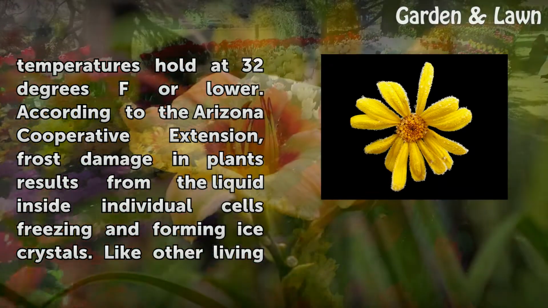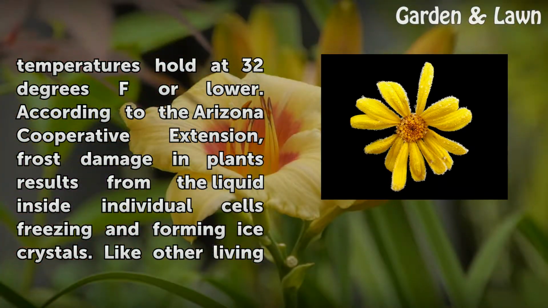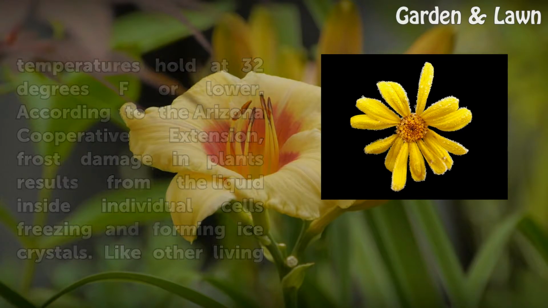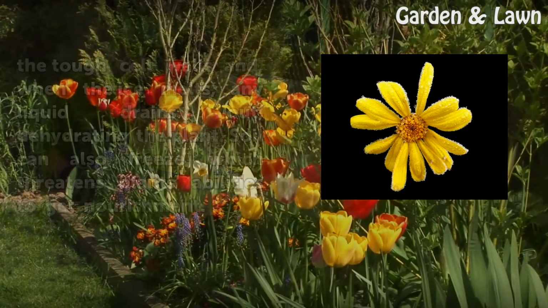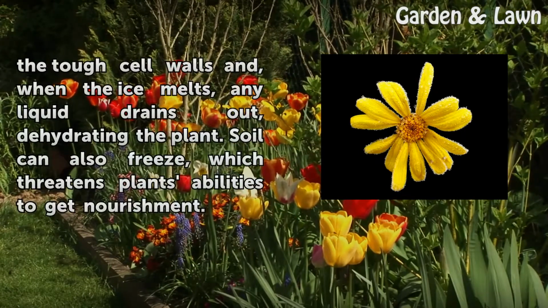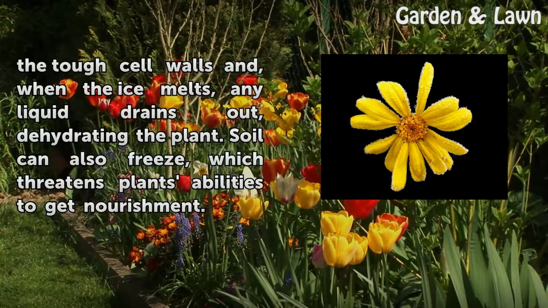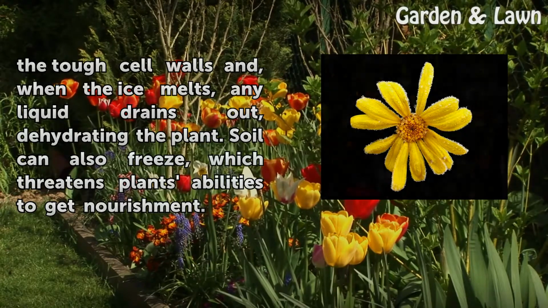According to the Arizona Cooperative Extension, frost damage in plants results from the liquid inside individual cells freezing and forming ice crystals. Like other living forms, plant cells contain water. If, during a frost, water in plant cells freezes, it can damage cell walls because solid ice takes up more space than the liquid from which it was frozen. The crystals then rupture the tough cell walls and, when the ice melts, any liquid drains out, dehydrating the plant. Soil can also freeze, which threatens plants' abilities to get nourishment.